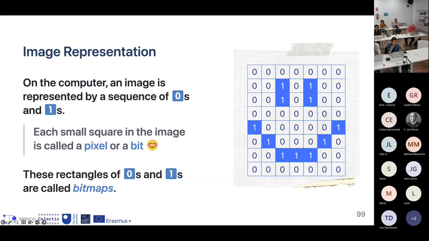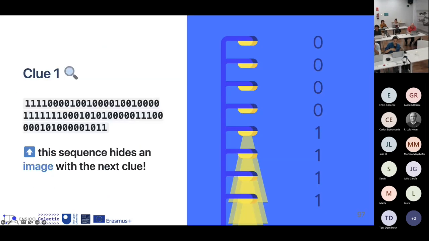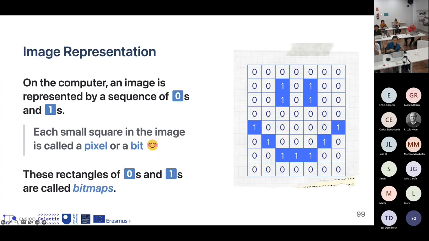Now, how do we go from this binary code to a picture? Well, we need a grid to put the numbers on, to pass the binary code, the sequence, to the picture. We start writing the bits as if we were writing a text. So we start at the top and go from left to right, and then we go to the line below, and so on and so forth.